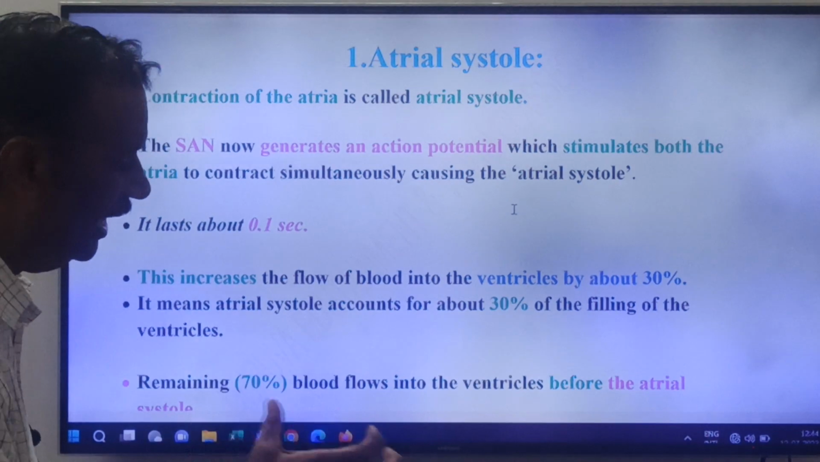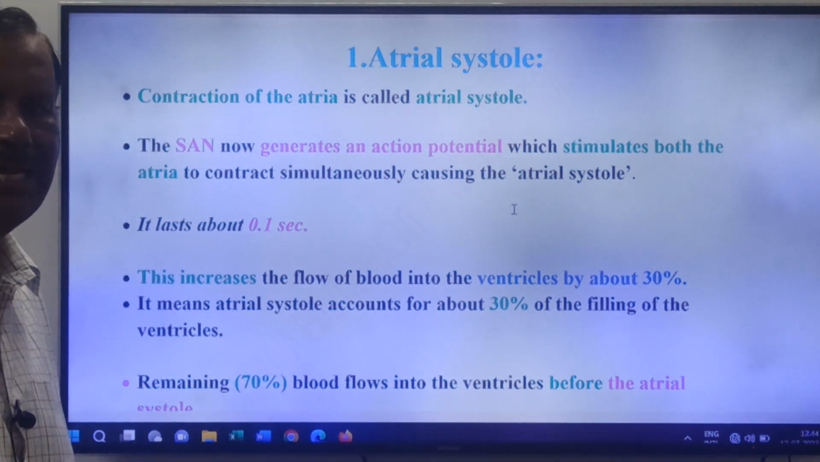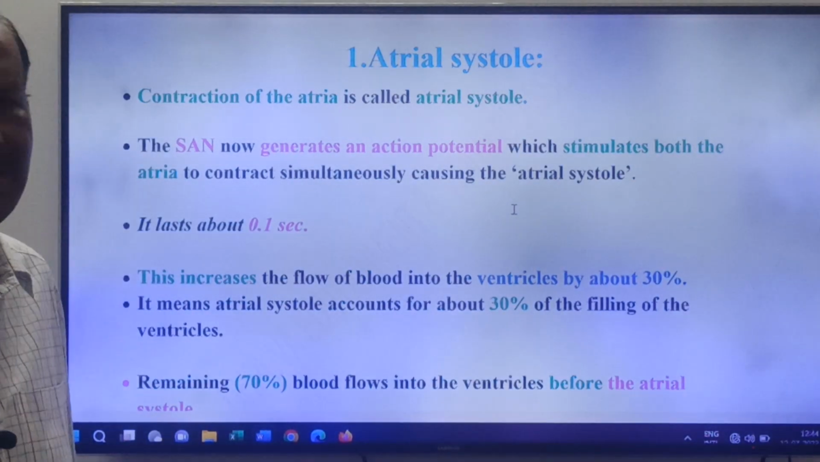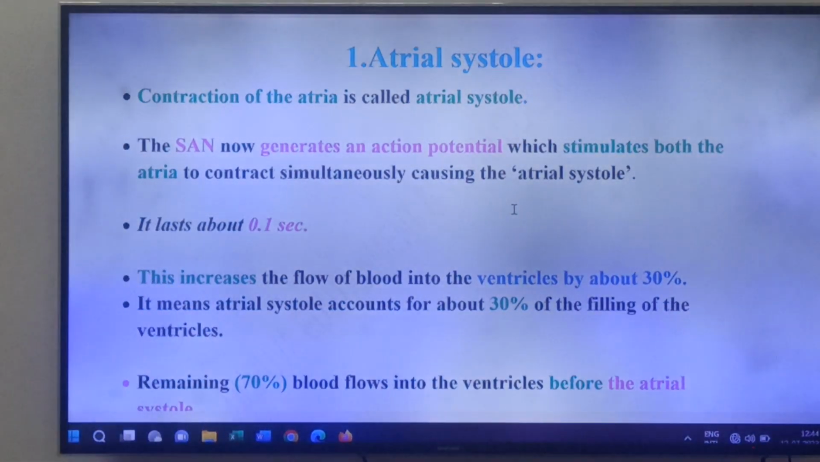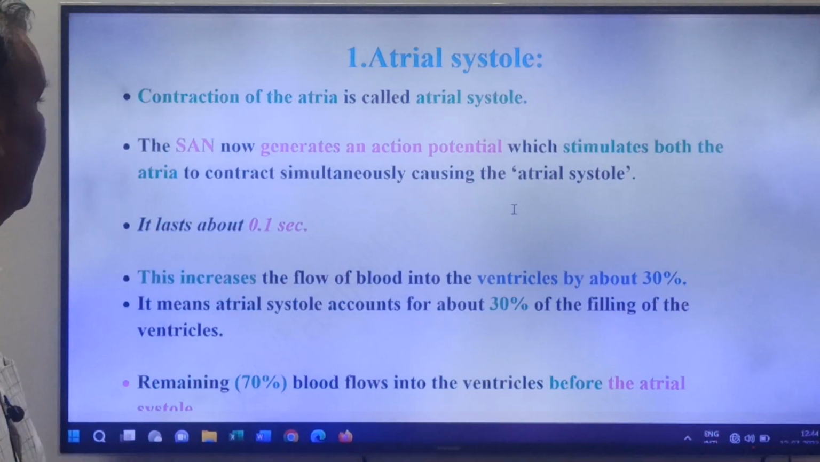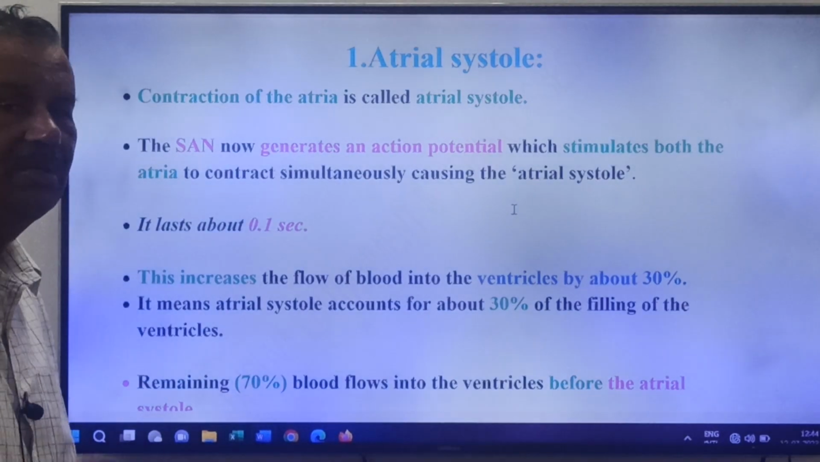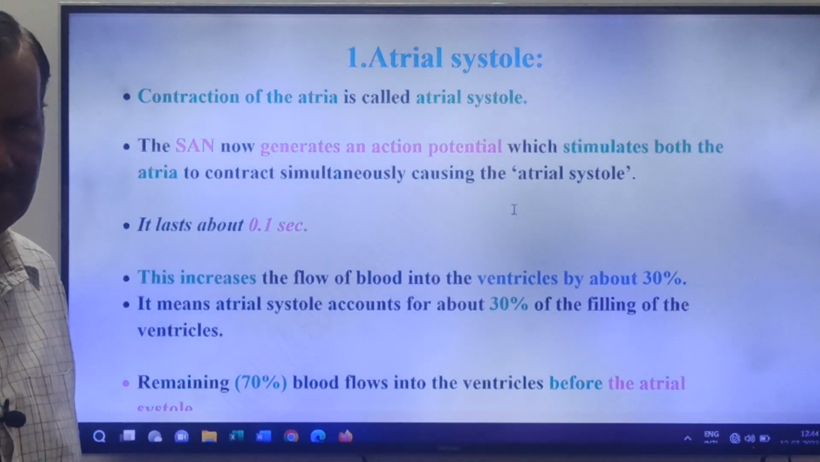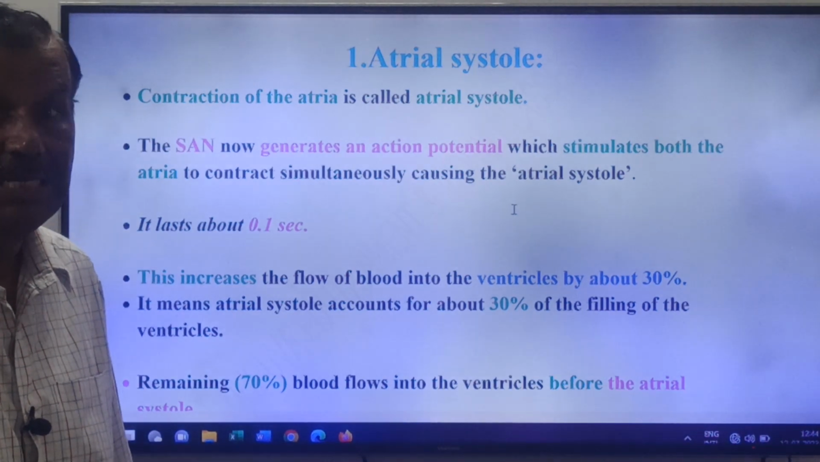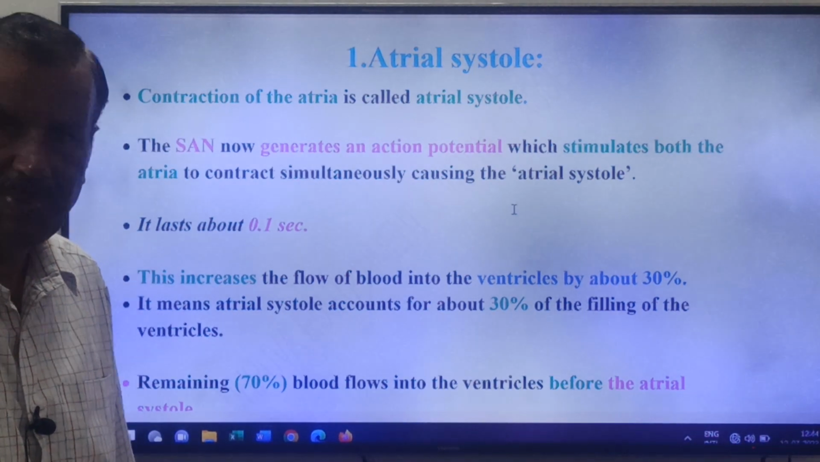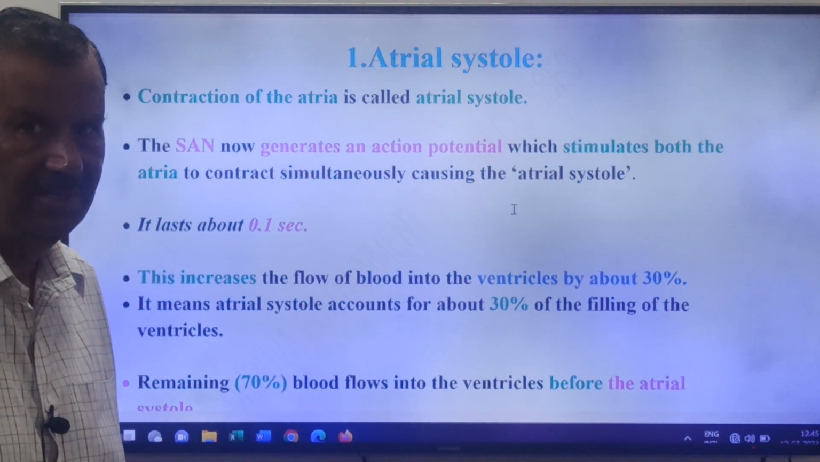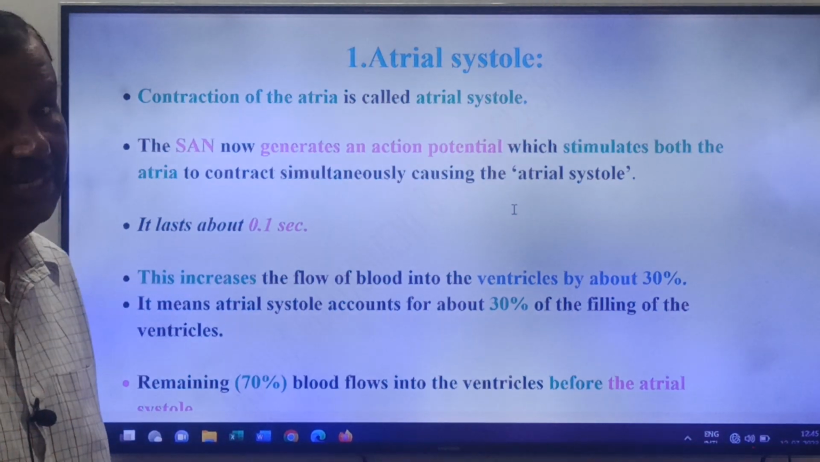Now see what steps are involved in atrial systole. Contraction of the atria is called atrial systole. You know we have nodal tissue. Nodal tissue is of 5 types: SAN (sinoatrial node), AVN, bundle of His, bundle branches, and Purkinje fibers. For that, you view video number 238.